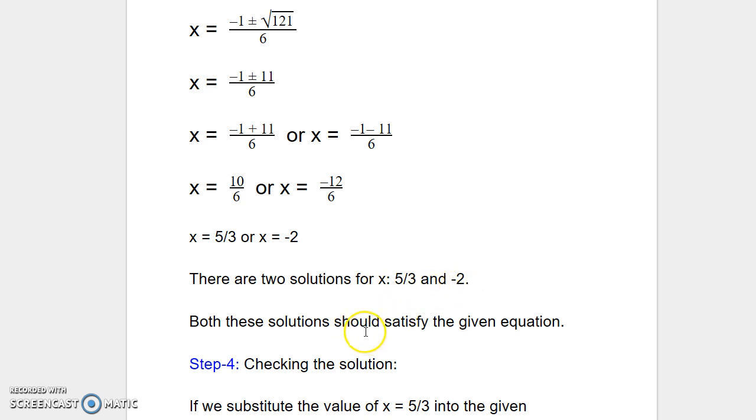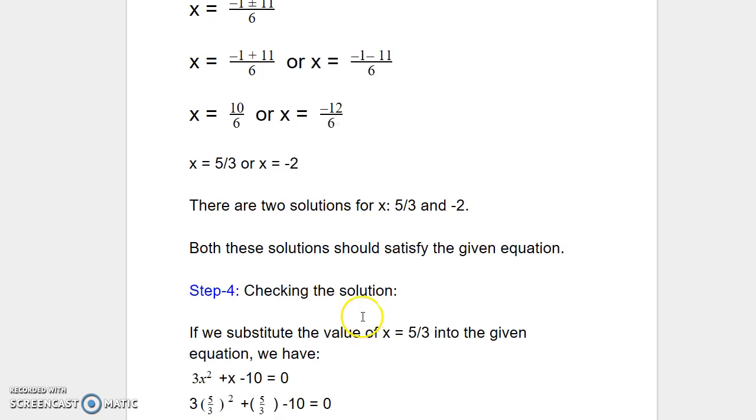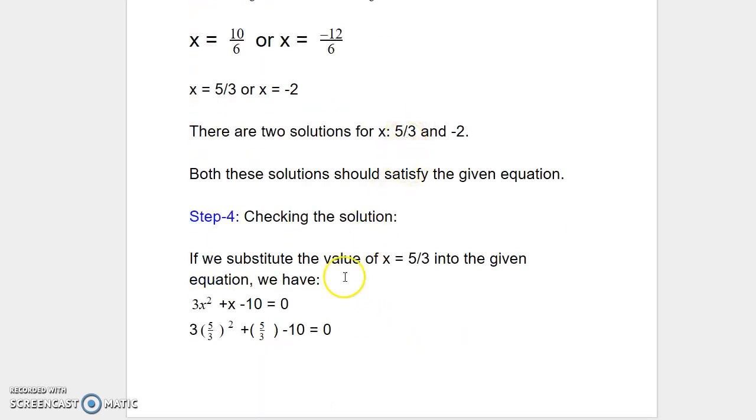Both these solutions should satisfy the given equation. So let us check them out. Let's take 5 over 3 first and substitute that into the given equation and see whether that satisfies it or not. The given equation is 3x squared plus x minus 10 is equal to 0. So 3 times the value of x, 5 over 3, that whole thing raised to the power of 2, plus x, where we substitute the value of x as 5 over 3, minus 10 is equal to 0.